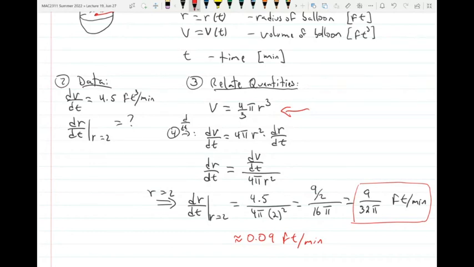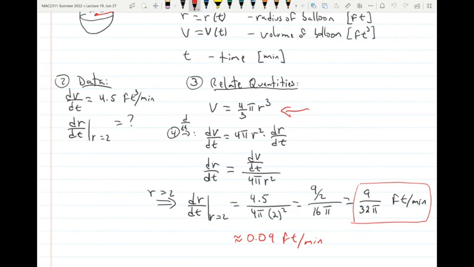Yes, if you don't like the solving part, then ignore this line right here, and plug in your stuff. Here you put your 4.5, here you put your 2 squared, and then solve for dR/dt. You get the same thing, right? So yeah, the hard part is up to here.